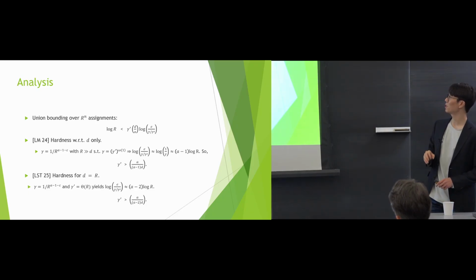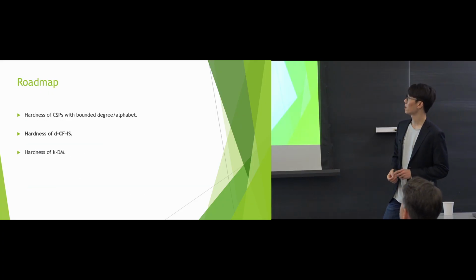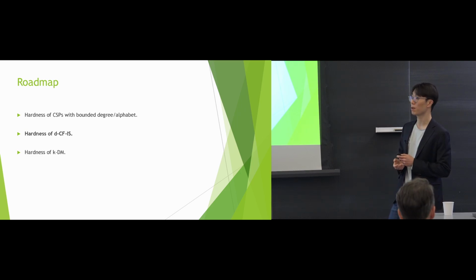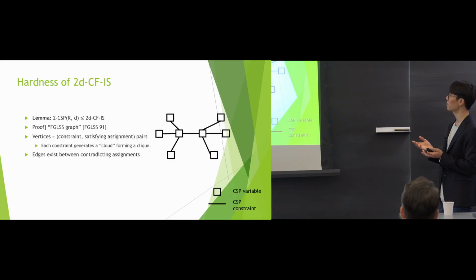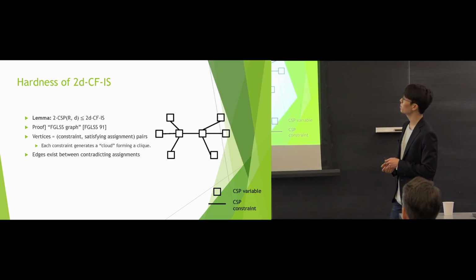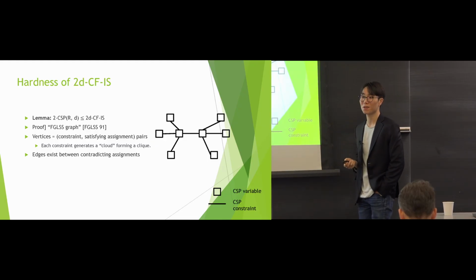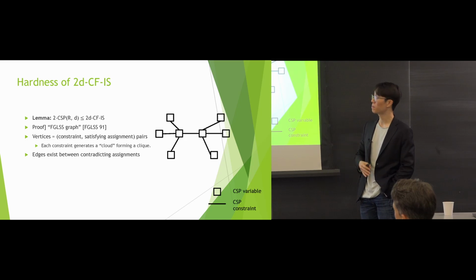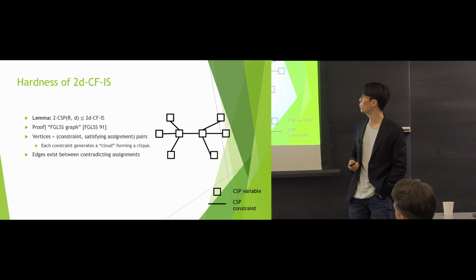And then let's try to use this to prove hardness for the actual cases of attacking and related problems. Let's first prove the hardness of the D Clough-free independent set, which was the result of the first paper. This reduction is one of the most classical reductions from CSP to independent set, known as the FGLSS graph. Sorry, I think I'm confused with this, but it is one of the most basic and fundamental reductions from CSPs to independent set.